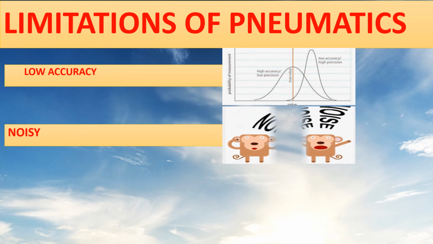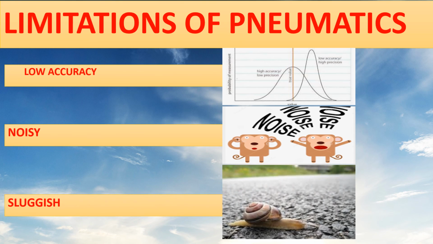It is noisy because you have to run the compressor for a longer period of time to make up the air, and also when the air is transported from one place to another, it is a bit noisy. And it is sluggish because it is using a lot of mechanical components only, so there are a lot of lags from component to component, and when you consider from one point to another point, it becomes very sluggish, meaning slow basically. So these are the basic three limitations, but there are more and more advantages.